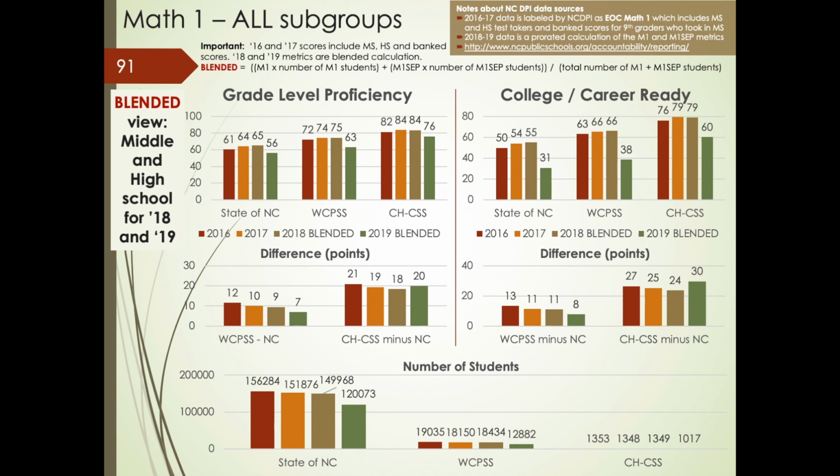So then in 2019, the numbers are down for the state and for Wake County, and a little bit for Chapel Hill as well. The reason for that is that the banking is greatly reduced going forward. The only scores that will be banked henceforth are the ones that are students taking the Math 1 EOC before 8th grade. But again, all the explanations I've just given apply to the entire state, including Wake County.